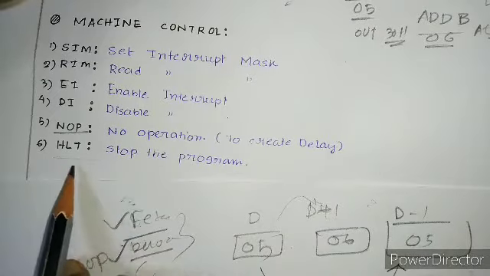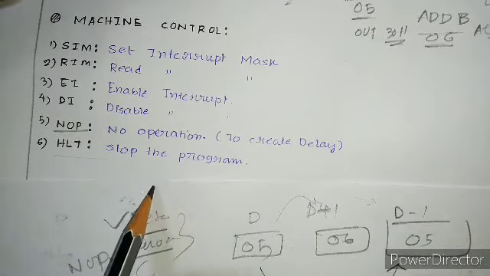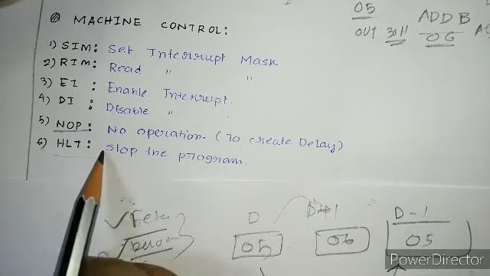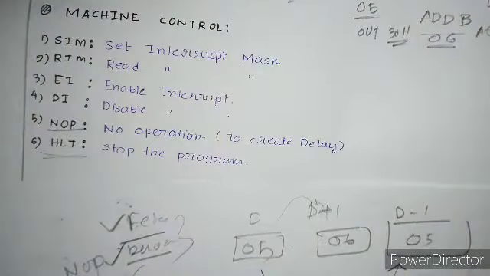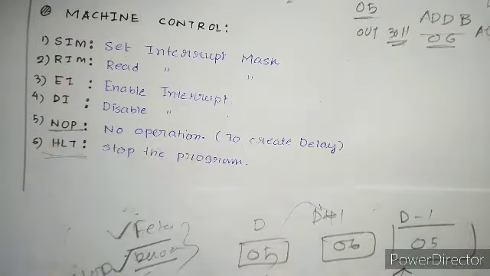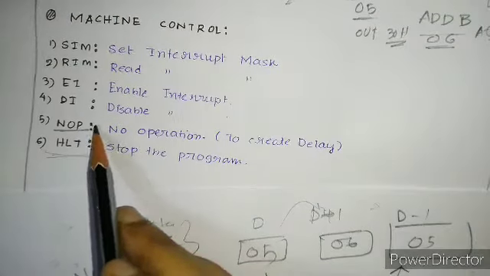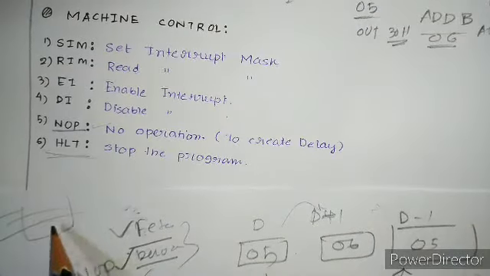Then halt. I think if you have known some of the programming of 8085, you have seen this quite a few times. This is used for stopping the program. Whatever operation is going on, HLT stops it. Now what is the difference between NOP and HLT? When we use NOP, the program stops the way it was.